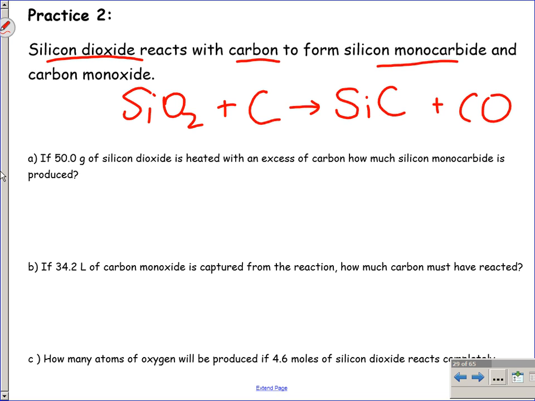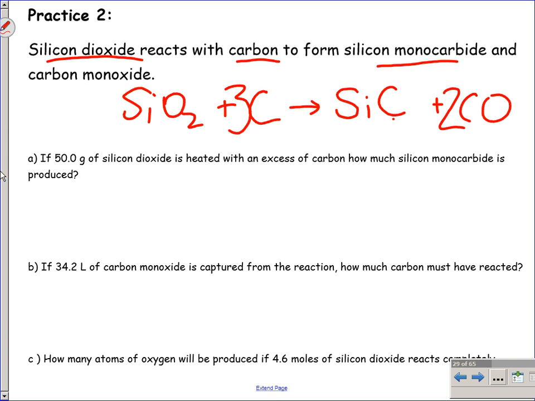Okay, so monocarbide means 1 carbon, that's why we have 1 there. Carbon monoxide, 1 oxygen, that's why we have 1 there. And then we needed to balance it, and I believe I balanced this for you already in my work at the very beginning of the day here. That should be balanced. Yes.